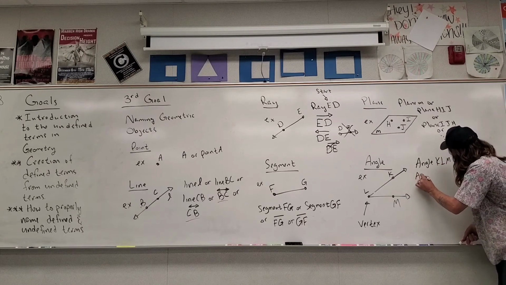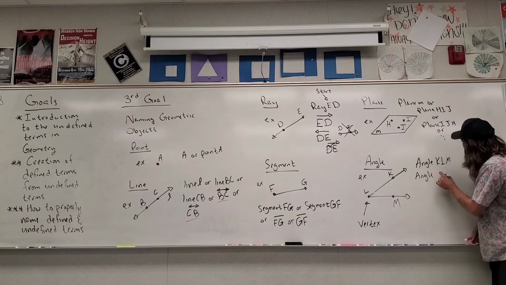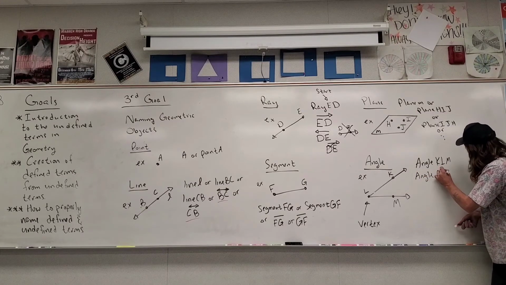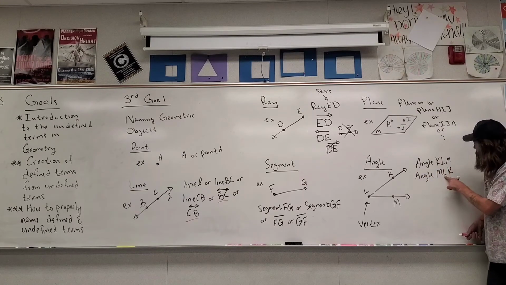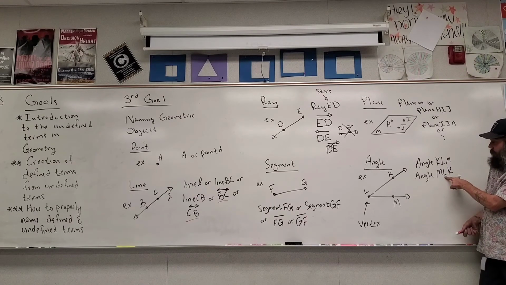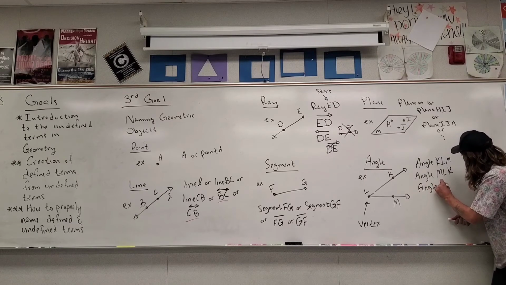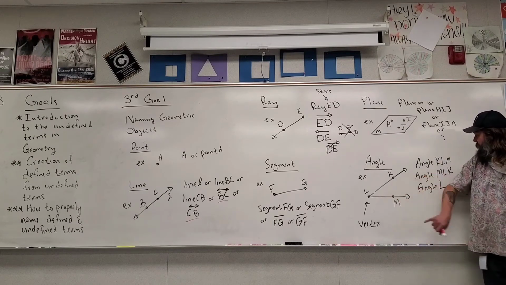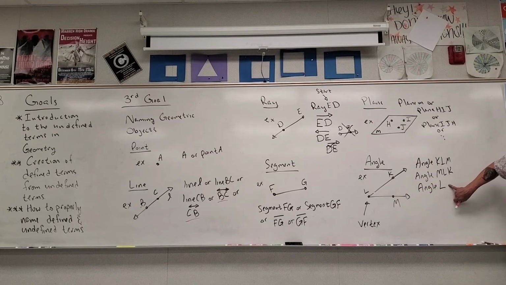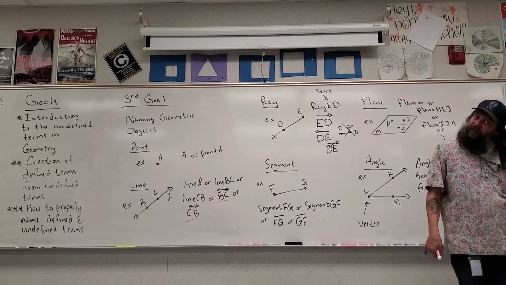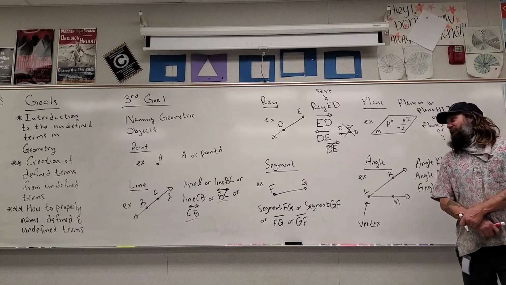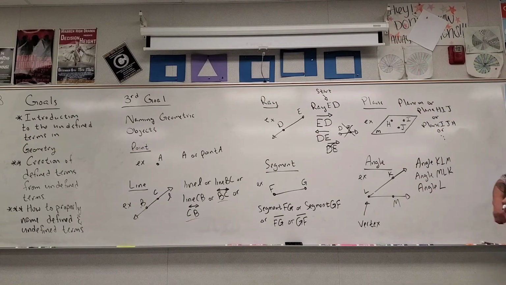I could also call this angle MLK. Again, my middle point is a vertex. I can also call this angle L because L is the vertex. So I can name this only using the vertex. And as I write this lesson, I wish I would have had a different vertex letter, but that's okay. I will make a very big distinction between the symbol. So this is how we write it using a word, but we can also write it symbolically.